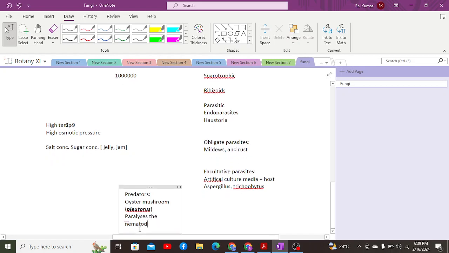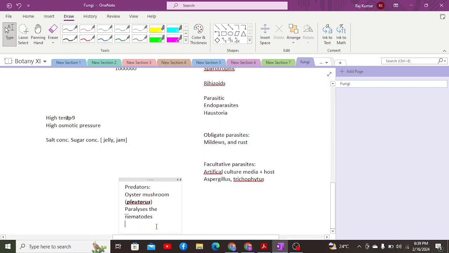Once it paralyzes the nematode, it tends to penetrate its haustoria within the nematode and absorb the nitrogenous compounds, as a result of which it gains its nitrogenous compound requirement from the nematodes. And its carbohydrate requirement is obtained from the cellulose present in the wood in its nearby environment. So they paralyze the nematodes and kill them.